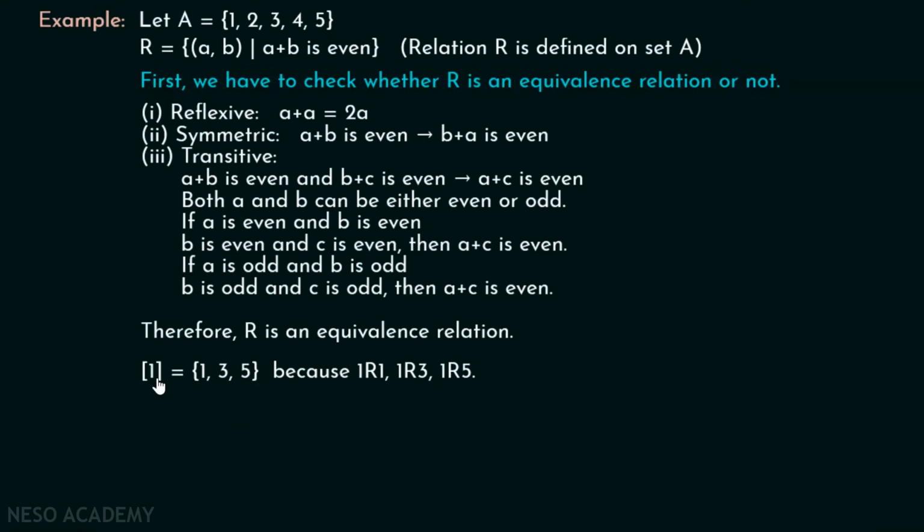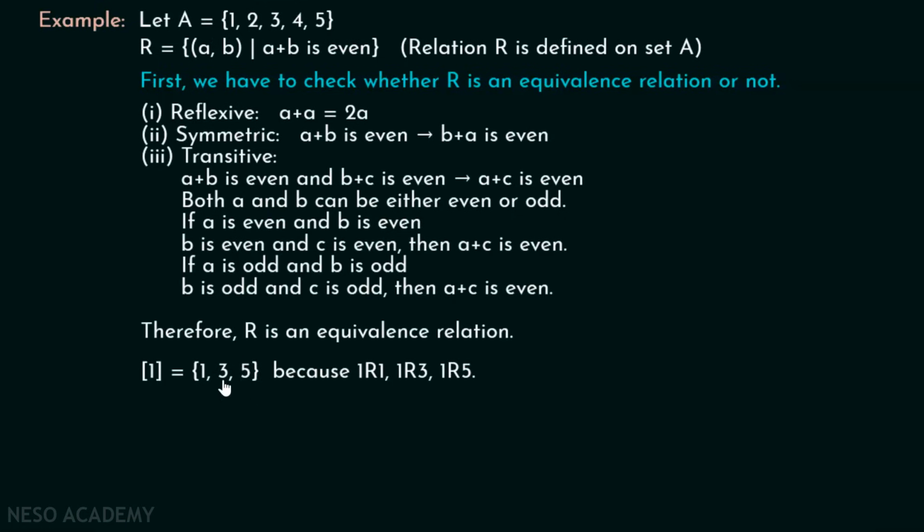Apart from this, you should note this down that 2 is not related to 1 because 2 plus 1 is 3, right? And 3 is an odd number. Therefore, 2 and 1 are not related to each other. Therefore, it is clear that the equivalence class of 1 must consist of 3 elements 1, 3 and 5. This is according to set A, right?